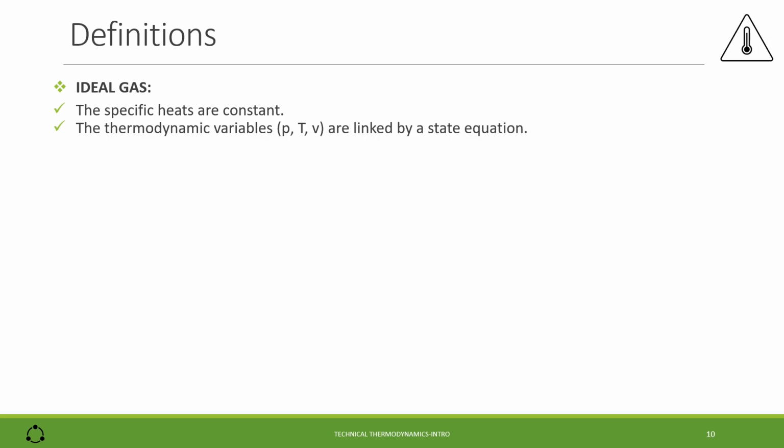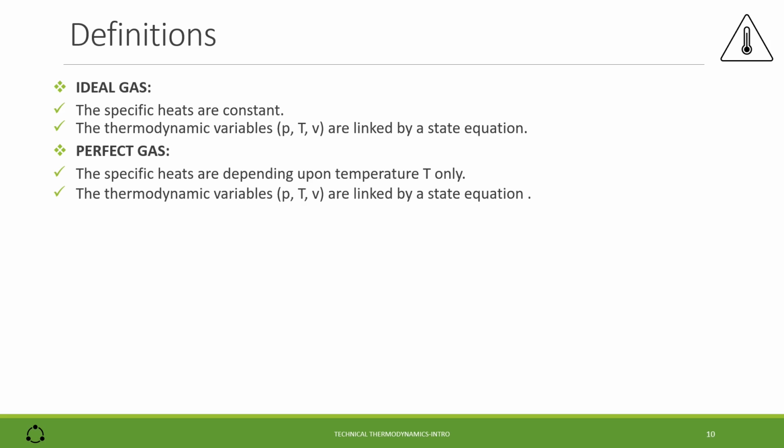Some definitions. What is an ideal gas? It is a gas where the specific heats are constant and the thermodynamic variables pressure, temperature and specific volume are linked by a state equation. A perfect gas is a gas where the specific heats depend upon temperature only, not any longer constant, but still the thermodynamic variables are linked by a state equation.